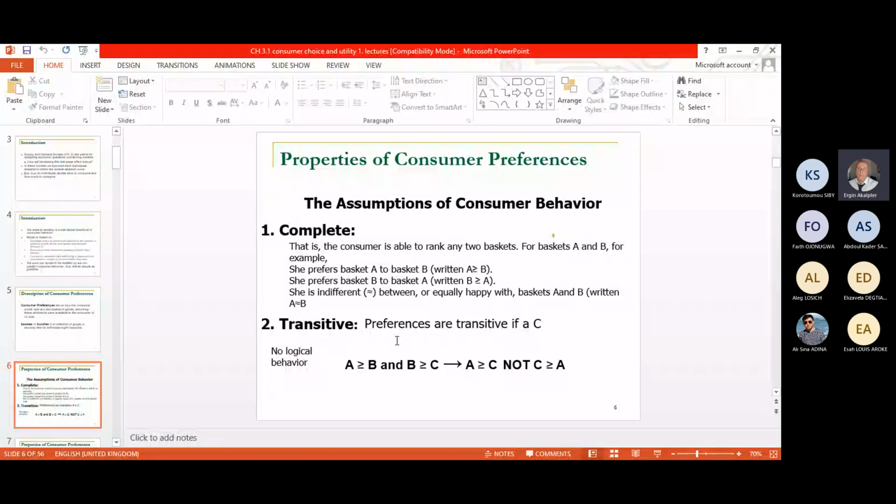Assumption two is transitive preferences. If A is preferred to B, and B is preferred to C, then we may say A is preferred to C, not C preferred to A. Therefore, if some preference is not given directly but is given indirectly and explained to you, then you will be able to determine which is the best option for you.